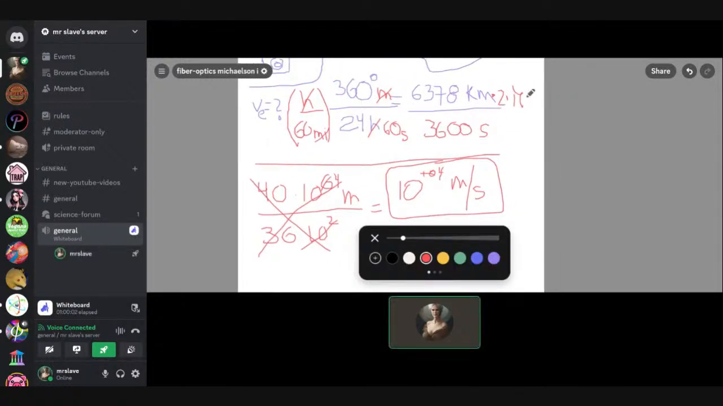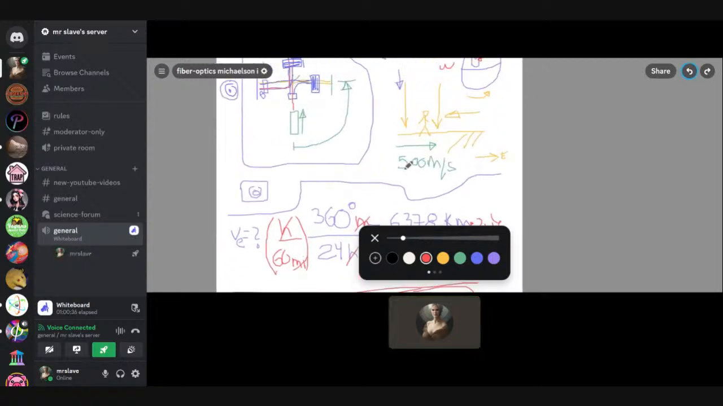But 6 times 6 is 36, and 36 million by 36 is 1 million, which is 10 to the 6 minus 2 zeros. So it's 4. This is meter. No, you don't need to say that, you already have the meters here. So it's just 10 to the 4th. That's the answer. So we're traveling right now at 10,000 meters per second. Okay. So it's not 500.